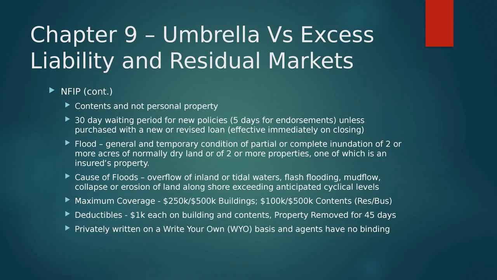Understand, as a personal coverage under flood insurance, you're only going to get $250,000 coverage for the building and $100,000 coverage for the contents. As a business, you'll get $500,000 both on the building and on the contents. There is a separate deductible of $1,000 each on the building and the contents.